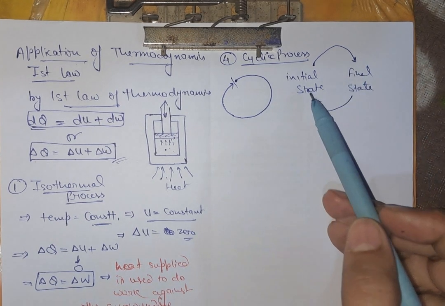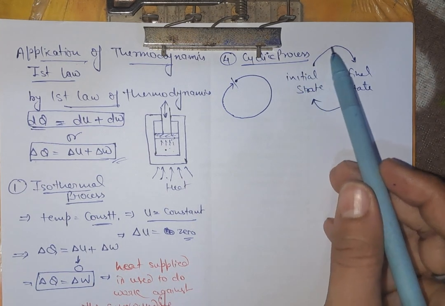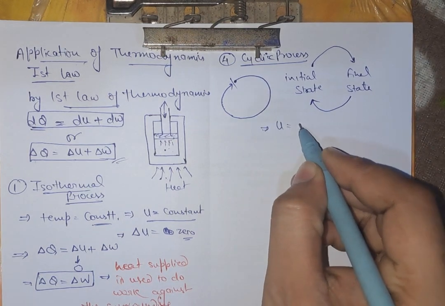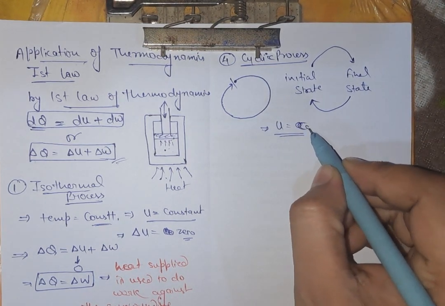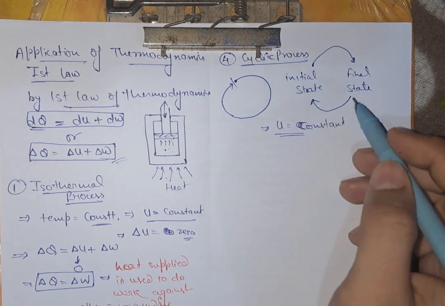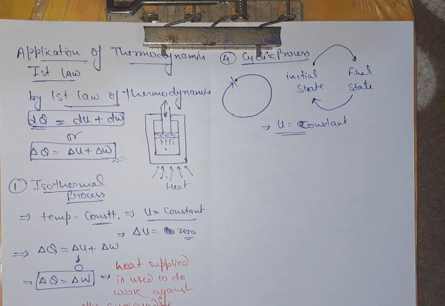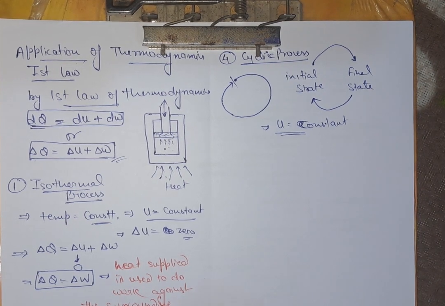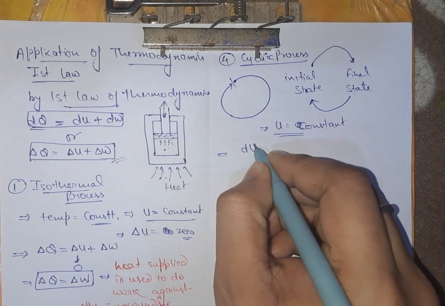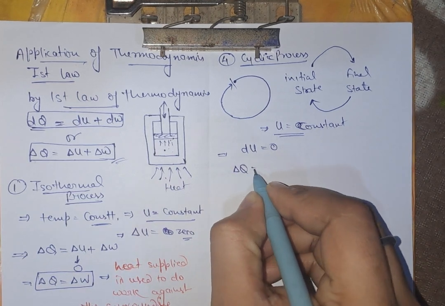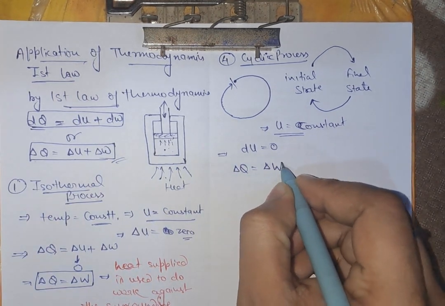Since the initial state is regained, whatever the change, in this case U, the internal energy, is kept constant. Since the process could come back to its initial state, whatever the internal energy at the initial state was is again regained. So in such a case, dU is equal to 0. And if this happens, delta Q is equal to delta W.